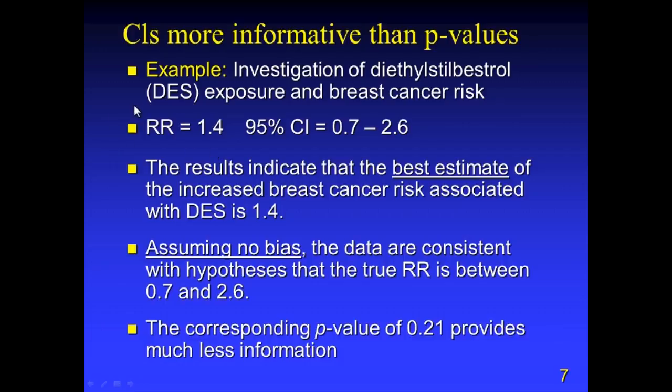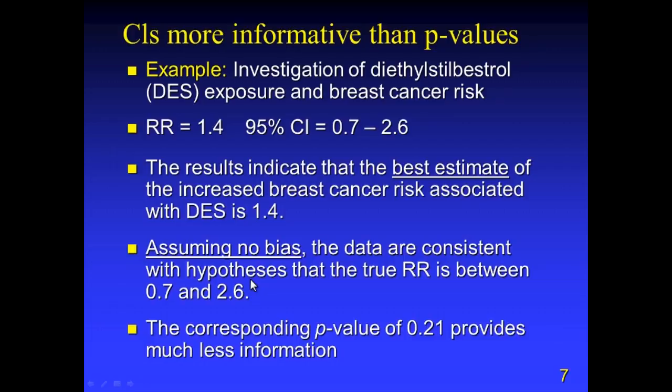So this is a study of breast cancer risk. The study obtained a relative risk of 1.4. The confidence interval was 0.7 to 2.6. So how do we interpret this? We can say that the best estimate of the increased breast cancer relative risk associated with DES is 1.4.